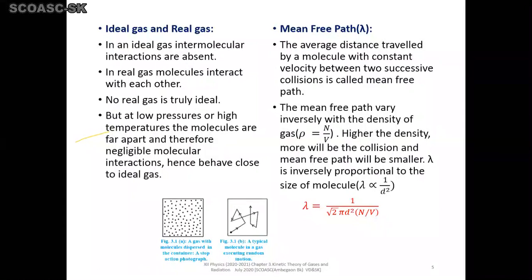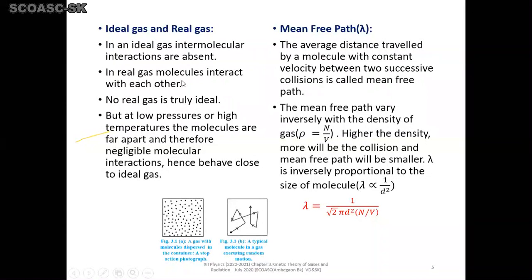Now, why am I talking about all these intermolecular interactions being absent? Whenever I'm talking about a gas in a container, there are thousands and thousands of molecules inside that particular container. I cannot possibly talk about one particular molecule. I have to talk about that entire set of molecules, right? So intermolecular forces of attraction become an important concept there. So in an ideal gas, the intermolecular interactions are absent, right?